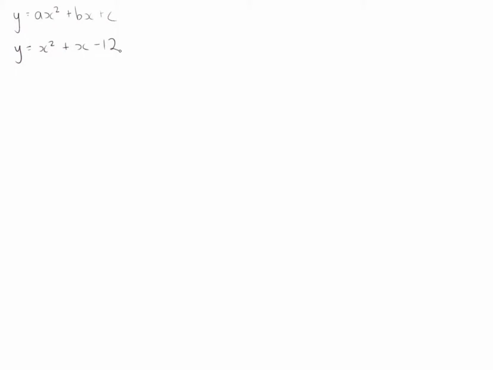Now first we should be able to notice what a, b and c are. A is 1. Just matching it up. B, the coefficient of x, that's also 1 in this particular parabola. And what is c? Well, c is the constant term at the end. That's the negative 12. We've got to make sure we include the negative there.